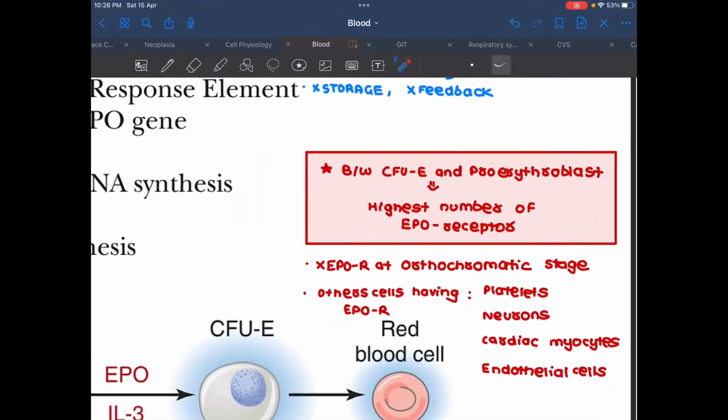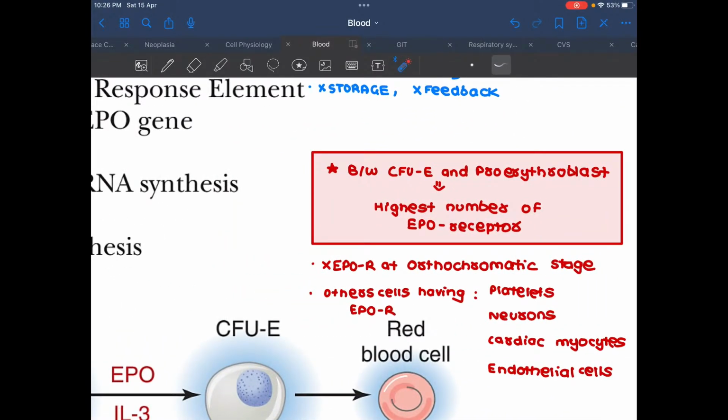All right. A very important thing: what I said was that BFU-E is not erythropoietin sensitive, that is erythropoietin independent, I would say. Between CFU-E and proerythroblast, it has the highest number of erythropoietin receptors. And when do the erythropoietin receptors decrease, that is, they won't be expressed? That is at the level of the orthochromatic stage. Very important MCQs.